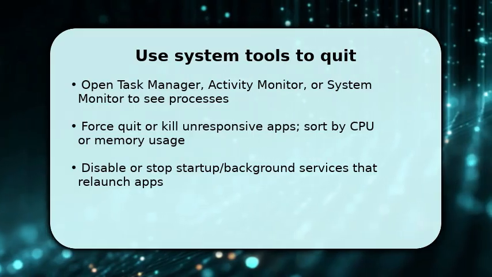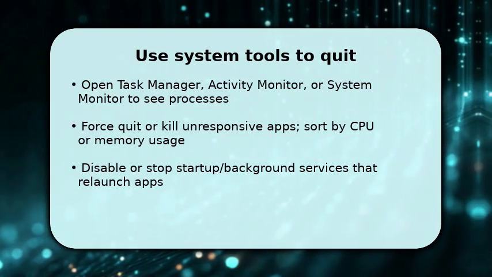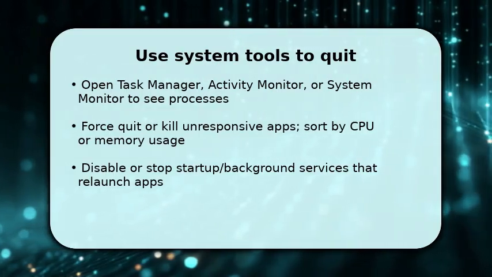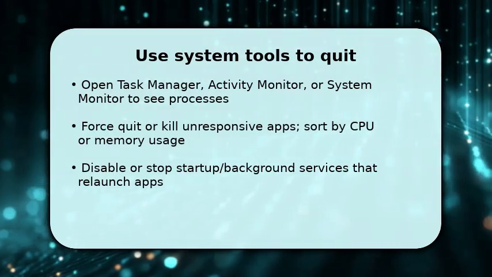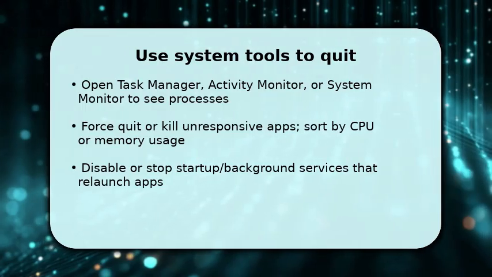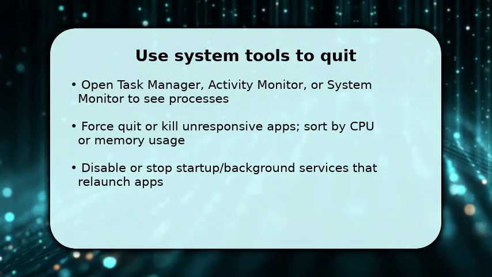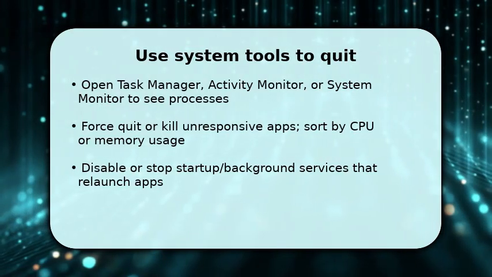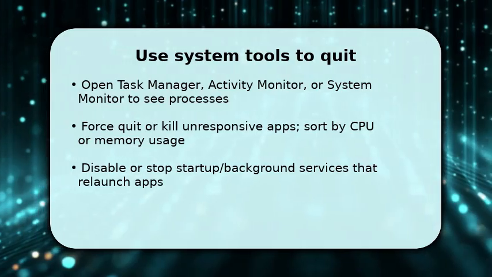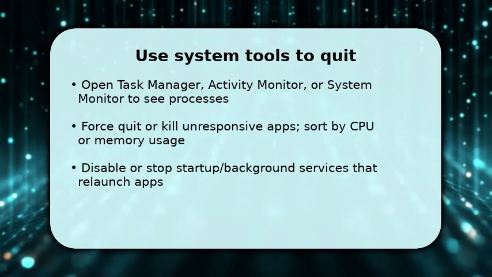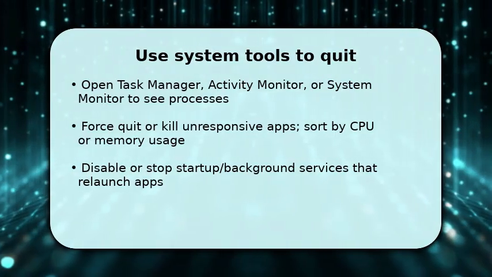Open Task Manager or Activity Monitor to find background processes and child services. Kill processes that don't quit normally. Once you stop them, check for helper apps or launch agents that auto-restart, disable those in Settings or the Startup folder. Also make sure to close browser tabs and extensions. They often keep processes alive. This detailed execution ensures apps are fully terminated rather than just hidden.